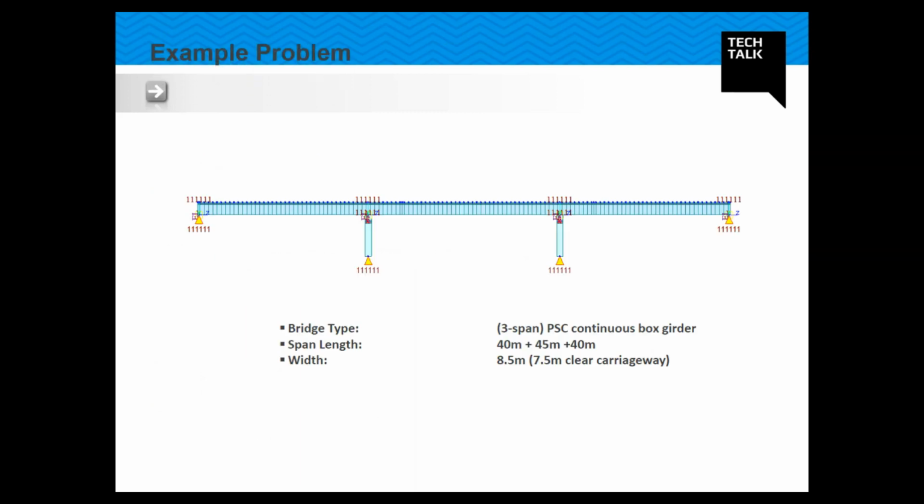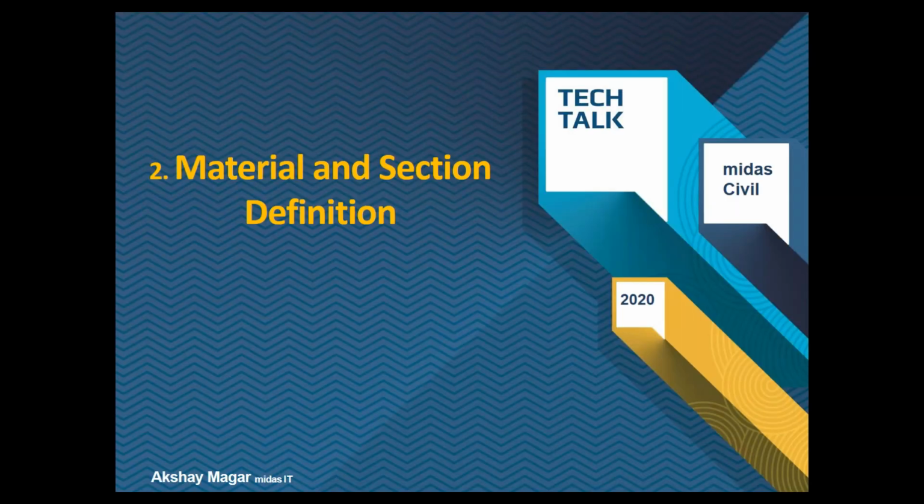This would be our typical example problem for today, where I will be considering a 3-span PSC box girder bridge with spans of 40 meter, 45 and 40 meter, spanning a total of 125 meter, with an entire width of 8.5 meter, giving a 7.5 meter clear carriageway width. So let's begin with the very first part of your modeling, that is your material and the section definition.